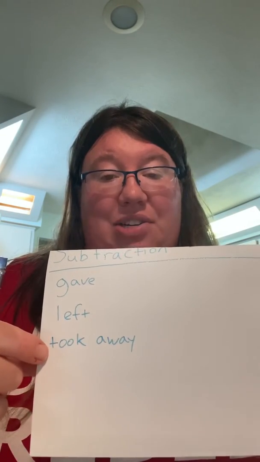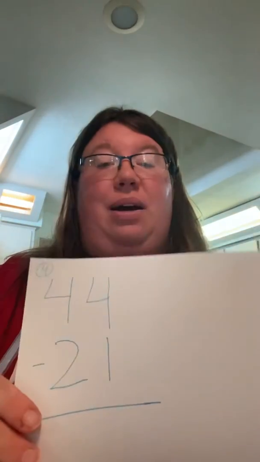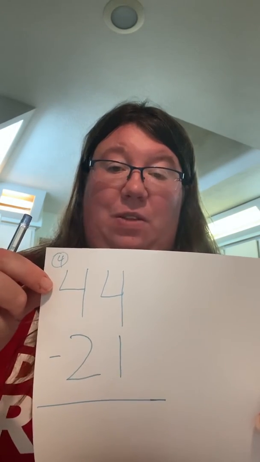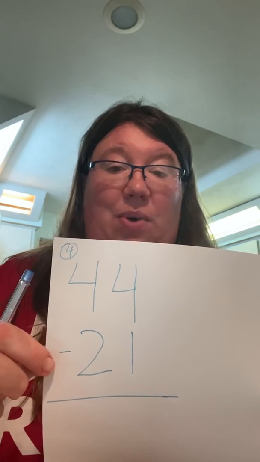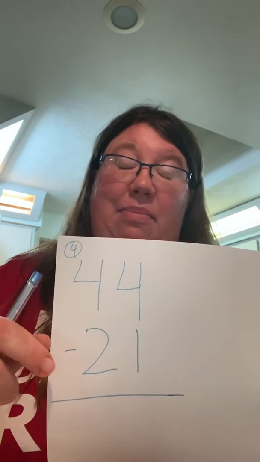This is a subtraction problem. Noah took away apples. So our problem looks like this. So the cafeteria started off with 44. Noah took away 21. Let's subtract and see how many they have now.